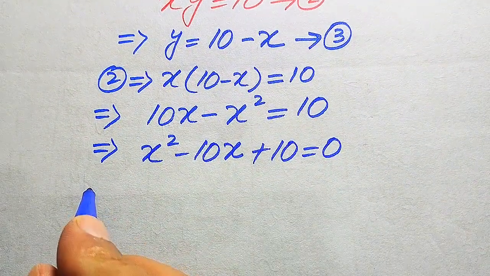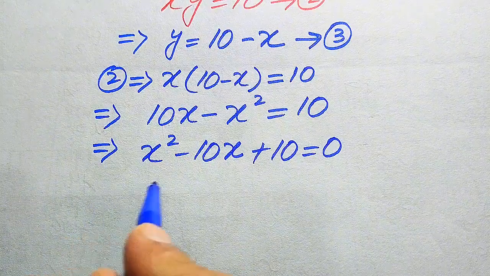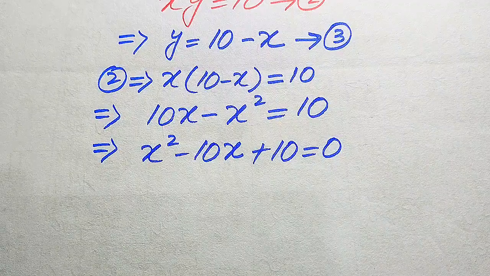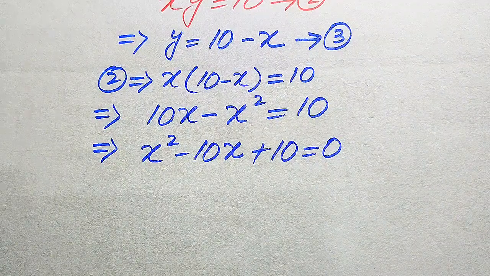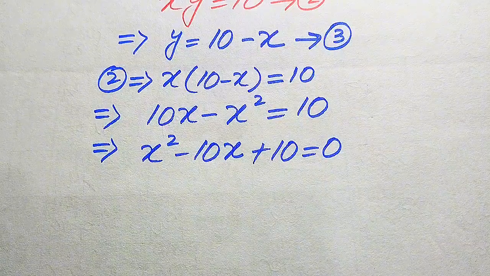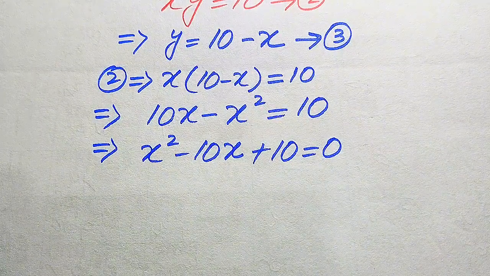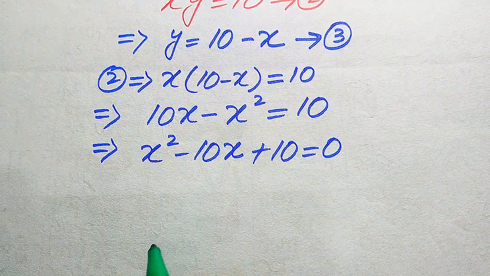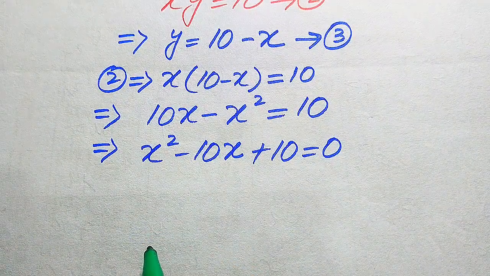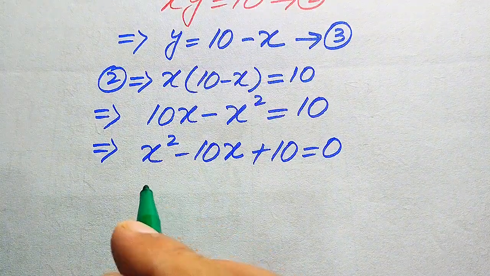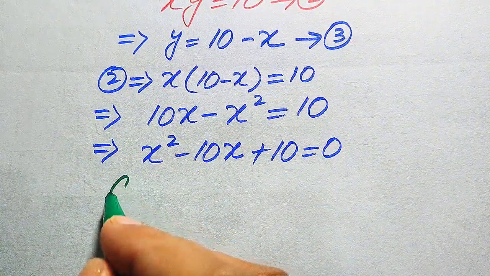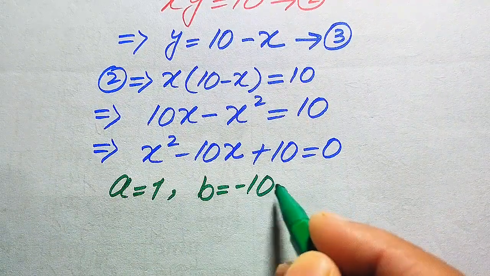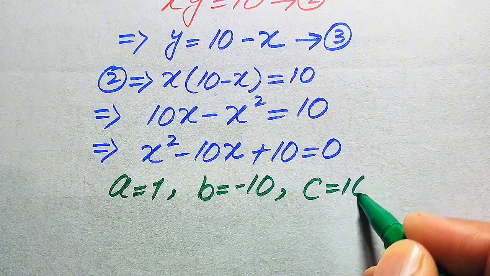And further in the next step, now you see this equation becomes a quadratic in x variable in the standard form. So you know that there are three methods to solve the quadratic equation. The first method is factorization method, the second one is completing square method, and the third one is by applying the quadratic formula. So here we use the quadratic formula to solve this quadratic equation. For this we need to write the coefficients of this equation, and its coefficients are a equals 1, b equals minus 10, and c equals plus 10.